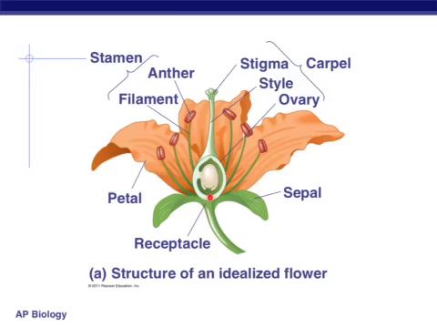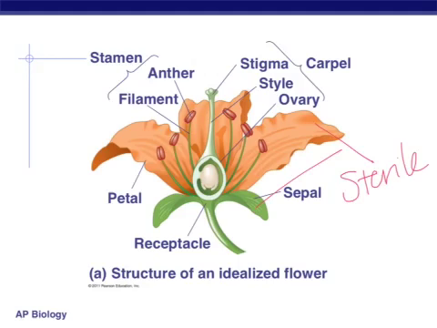Once the bud has opened up, your flower is going to develop petals. Your petals tend to be large. They tend to be brightly colored because they're trying to attract the attention of whatever your pollinators are, if they're insect or animal pollinated. These two parts are sterile. So your petal and your sepal are sterile. They don't help with the actual reproduction. They're there primarily for attractive purposes and protective purposes.